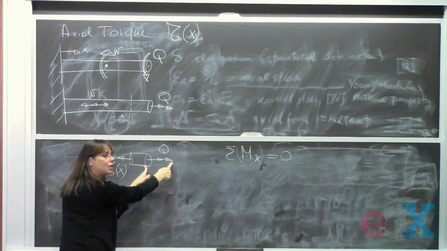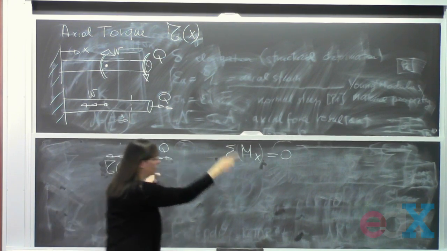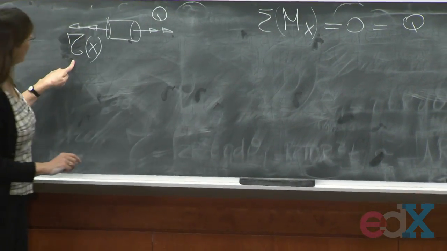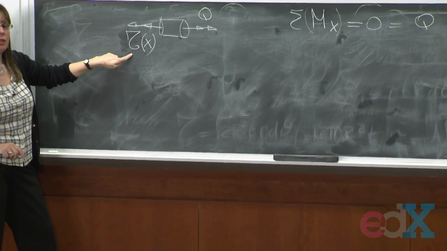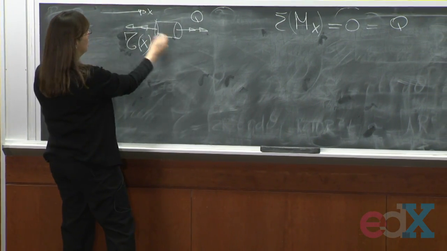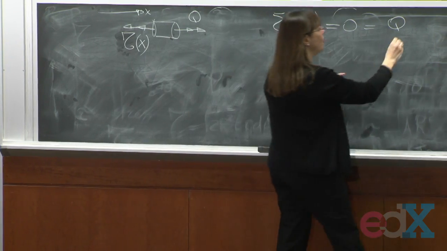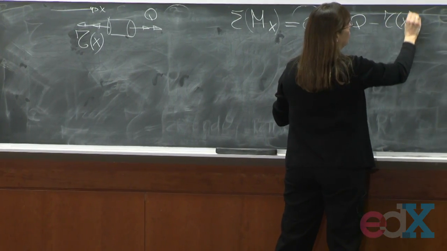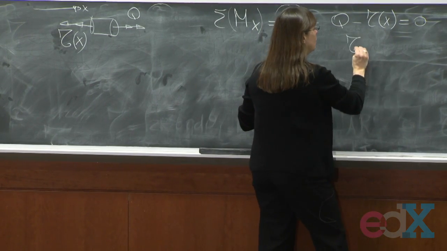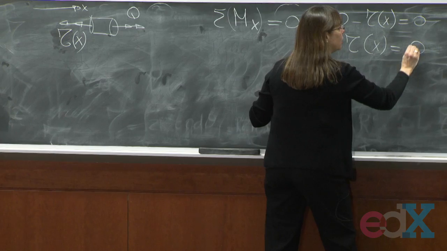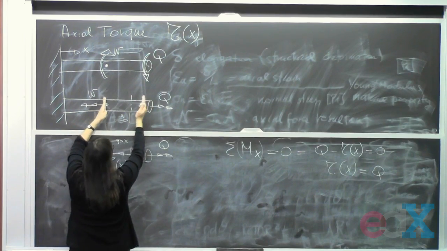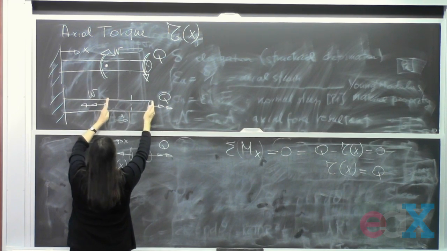Is Q coming out positive or negative? You guys are like way ahead of me. Is T of x going to come out positive or negative? Negative, because when I project it along x, it goes the opposite way. Minus T of x equal to 0. Well, look at that. T of x is equal to Q. I found T of x. And this is true for any place I cut between this spot and this spot.